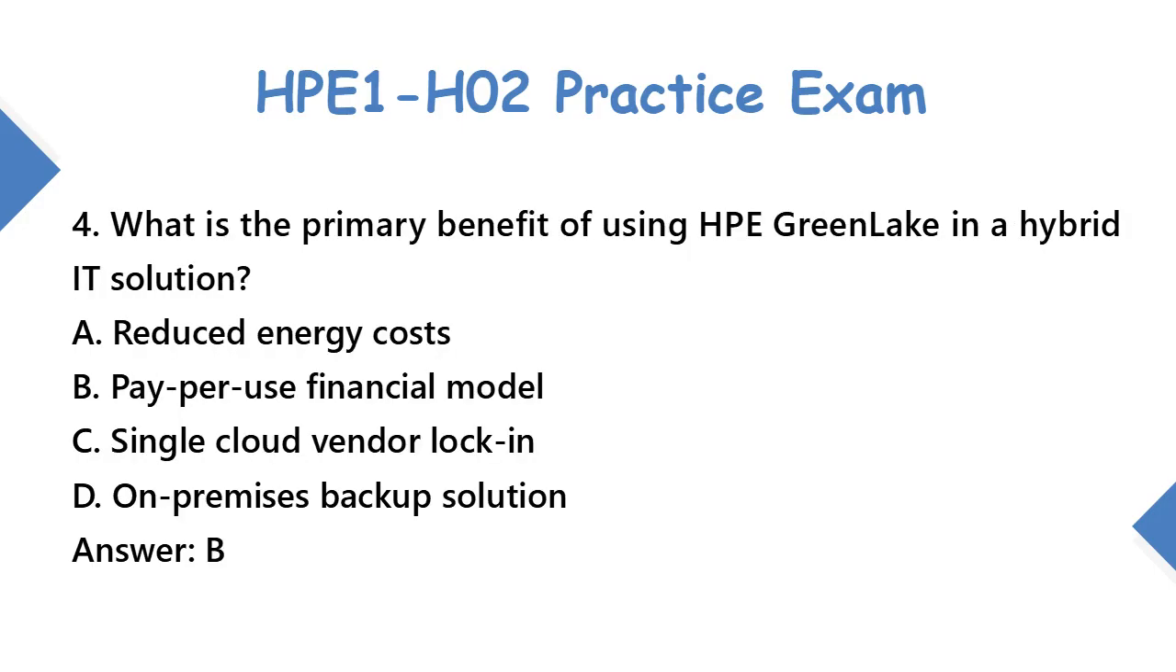4. What is the primary benefit of using HPE GreenLake in a hybrid IT solution? A. Reduced energy costs. B. Pay-per-use financial model. C. Single cloud vendor lock-in. D. On-premises backup solution. Answer: B.